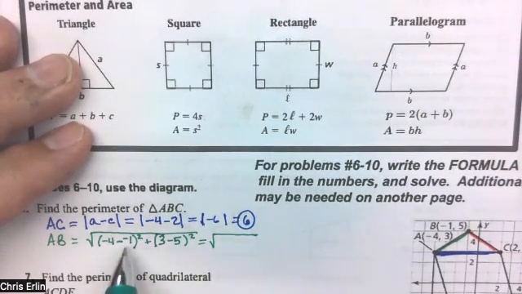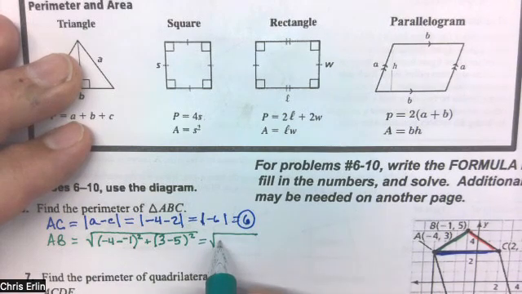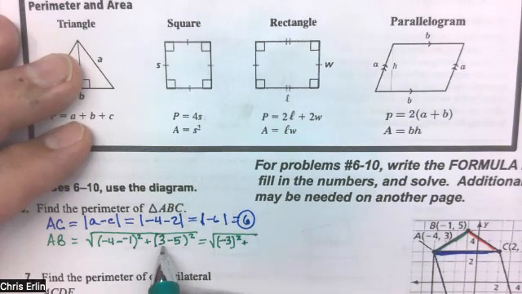What's -4 plus 1? Good. -3 squared. What's 3 minus -2? -5?